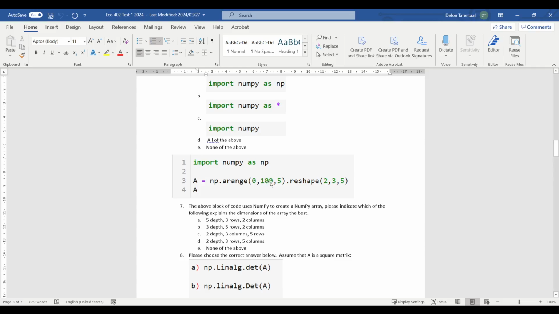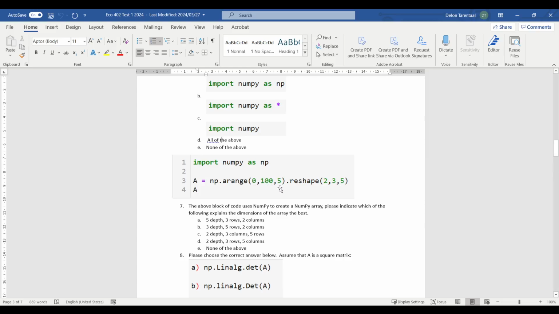Right, so I have 0 to 100, so that's 0 to 95, right? In increments of 5. So all I can say is 100 divided by 5, which means I'm going to get 20 elements. Happy with 20 elements? Then I check the dimension of the matrix I'm trying to put those 20 elements into. Size of that is 30. Right, so I have 2 times 3 times 5.